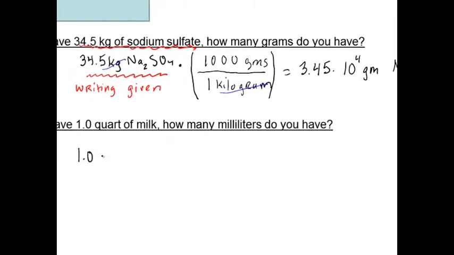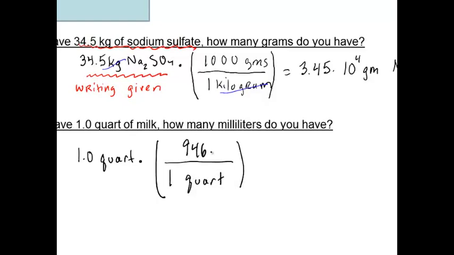You have 1 quart of milk. We're going to write down the given. Okay, what's our conversion? Well, I had to look this up on Google, actually. I did not know it. And it turns out that 1 quart is 946 mL. So when you have a sentence like that, 1 quart is 946 mL, you can write it as a conversion. And so when you do that, you get 946 mL of milk.